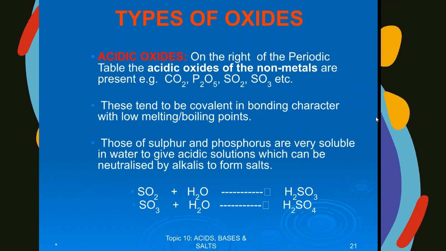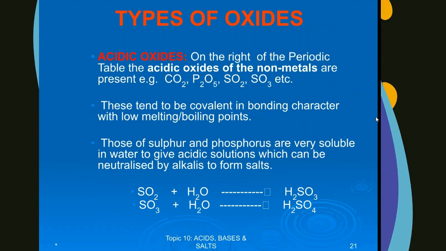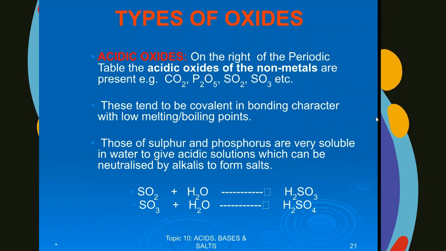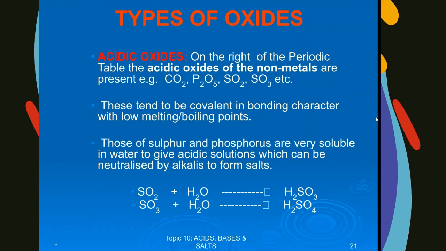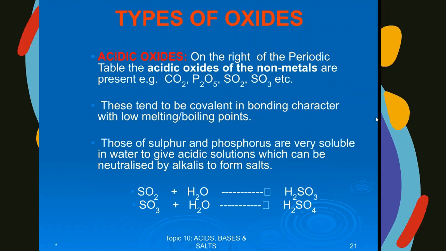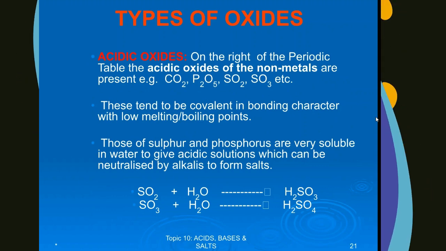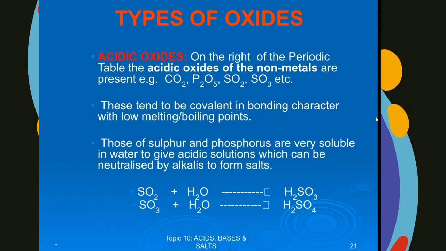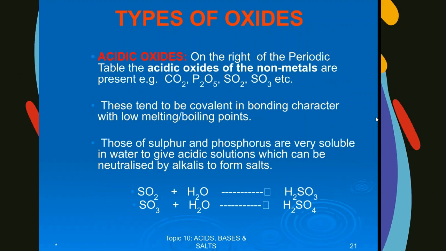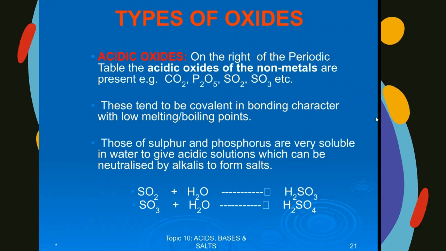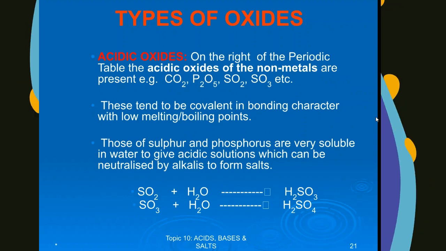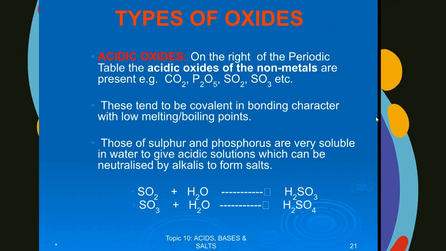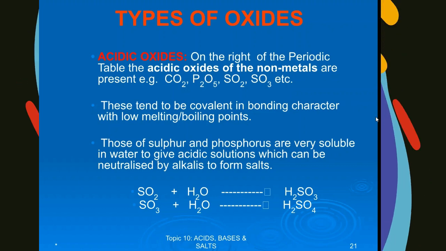The acidic oxides of the non-metals are present, for example CO2, P2O5, SO2, SO3, etc. So these tend to be covalent in bonding character with low melting and boiling points. Those of sulfur and phosphorus are very soluble in water to give acidic solutions, which can be neutralized by alkalis to form salts. So we have SO2 plus H2O, which gives H2SO3. Then SO3 plus H2O, we will get H2SO4.